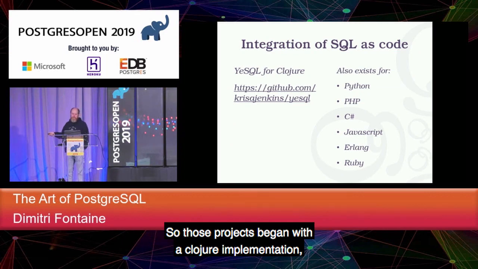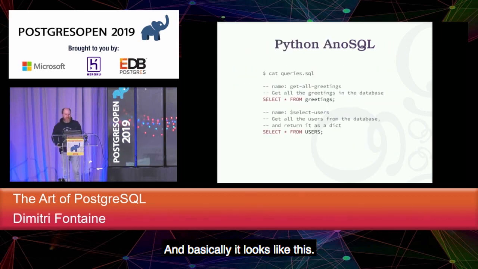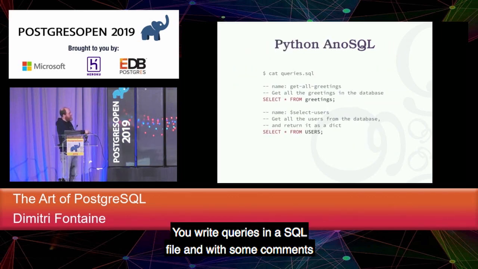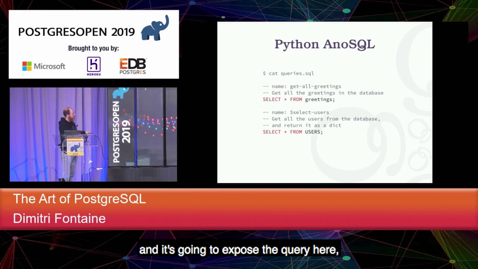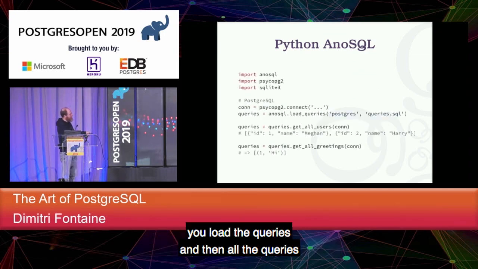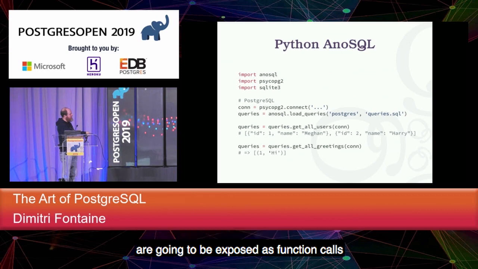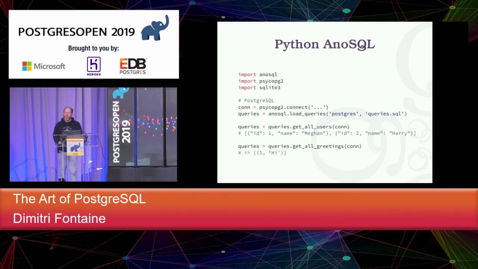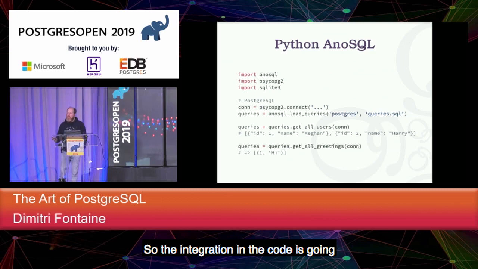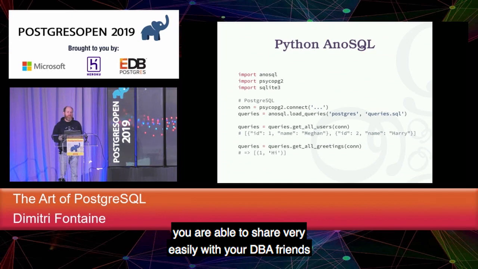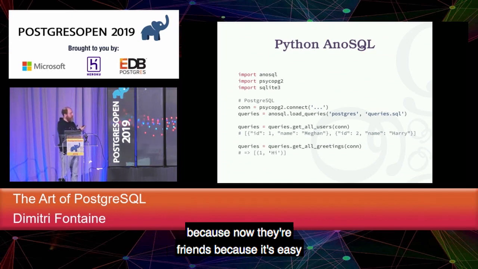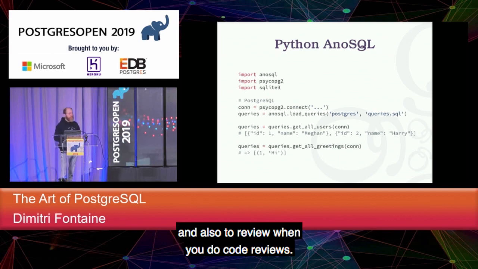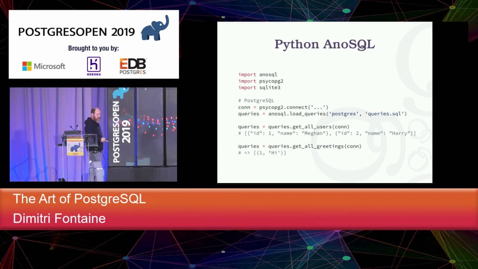So those projects began with a Clojure implementation. It's called YeSQL. And basically, it looks like this. You write queries in a SQL file with some comments, and it's going to expose the query here. You load the queries, and then all the queries are going to be exposed as function calls. And the result is going to be native objects in your programming language. Okay? So the integration in the code is going to be so easy. And also the query is just a SQL file that you are able to share very easily with your DBA friends, because now they're friends, because it's easy for you to work with them. And also to review when you do code reviews.